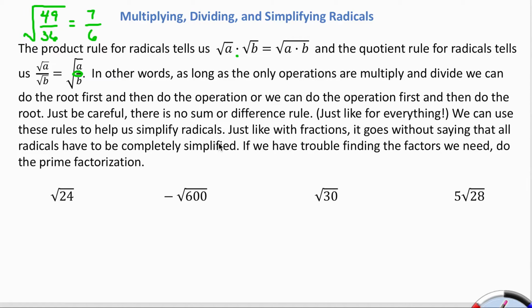And just like with fractions, it goes without saying that it always has to be simplified. If we have trouble finding the factors we need, do the prime factorization. So what we are looking for is, I know 24 isn't a perfect square, but are there any factors of 24 that are a perfect square so that I can take the square root of at least part of the factors? Okay, so let's do our factorization.